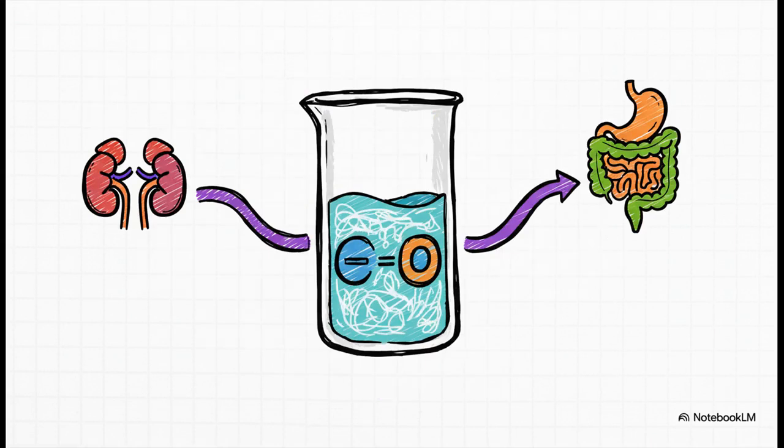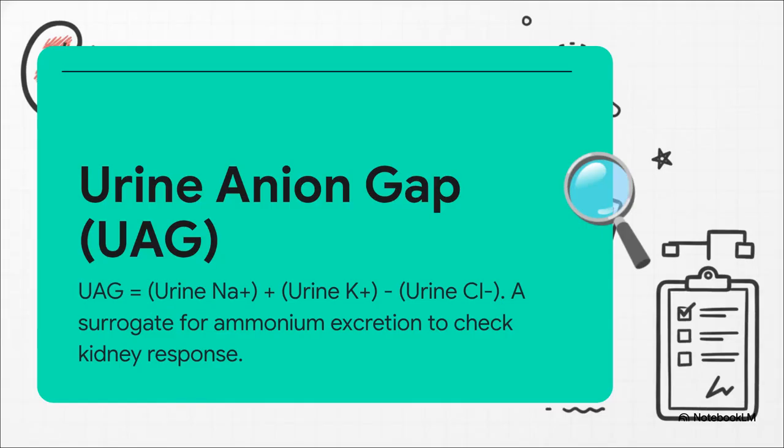It all comes down to the urine anion gap. Yep, this simple calculation using urine electrolytes that are super easy to get is the critical first step. It's what separates causes of bicarb loss from the GI tract versus from the kidneys. So how does this actually work? Well, the formula itself is pretty simple. Urine sodium plus potassium minus chloride.